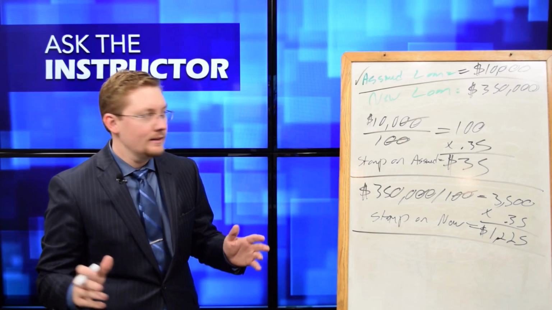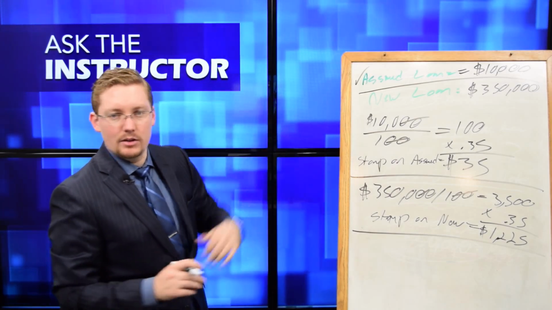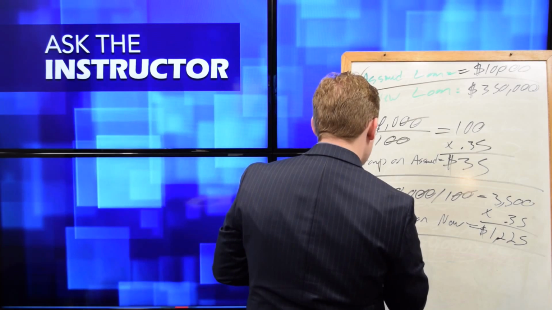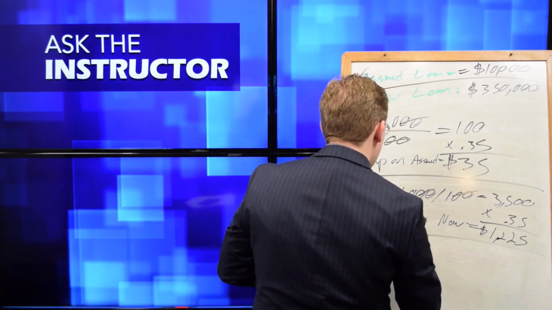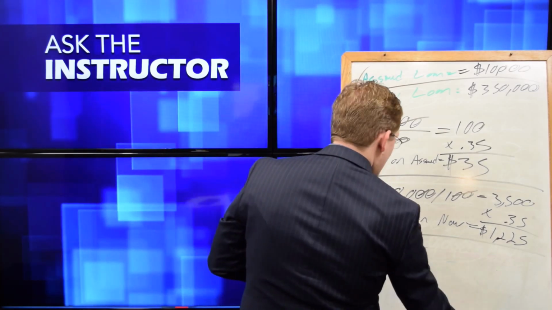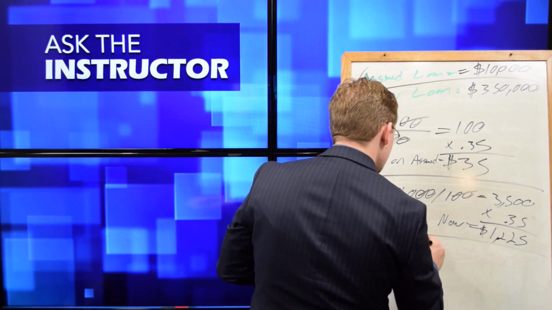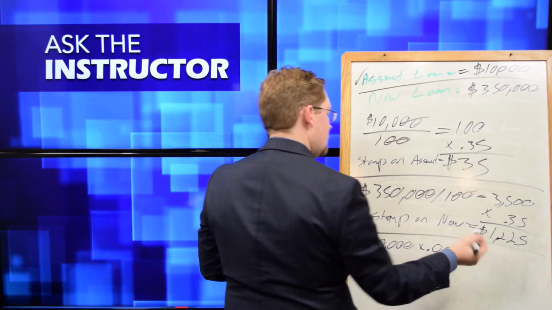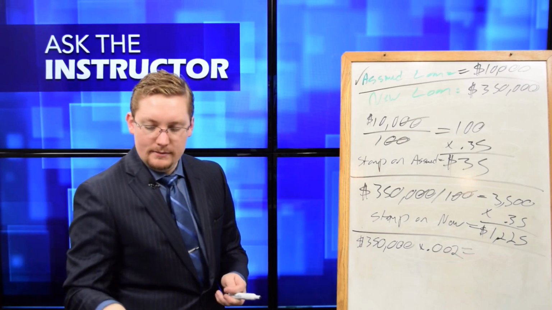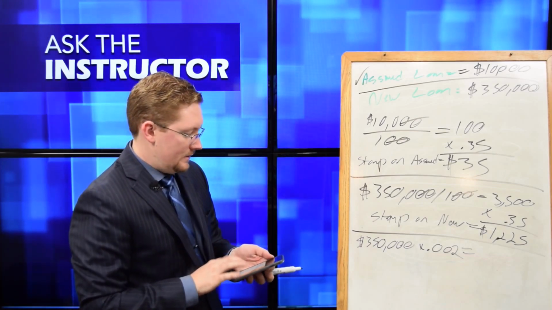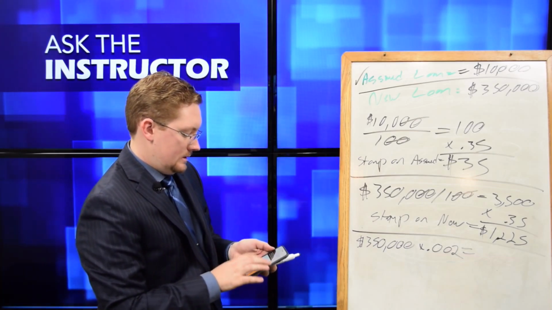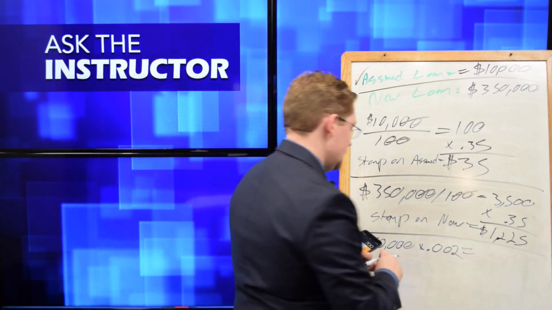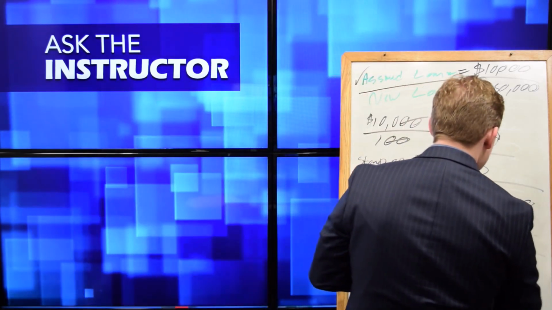What are we forgetting? Our intangible tax on the new loan. So the intangible tax on the new loan is very simple as far as the calculation goes. It's $350,000, the new loan amount, times 0.002. And that's it, easy as can be. So that's $350,000 times 0.002, and we're going to end up with $700 in intangible tax.